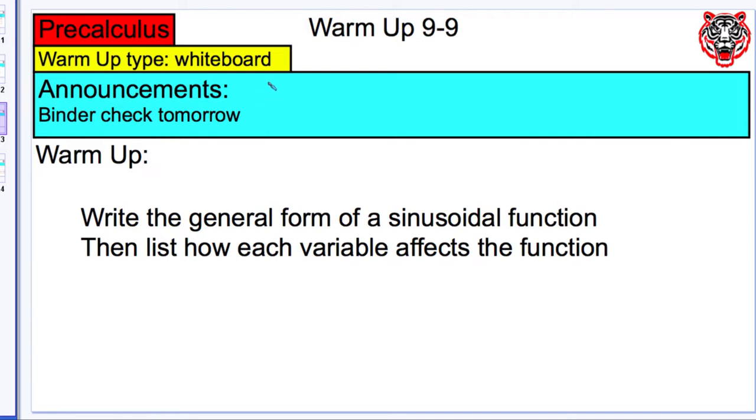So, this is going to be done on your whiteboard. I want you to write the general form of a sinusoidal function. So that general form is y equals a times, and then blah, blah, blah. You should be able to remember that general form. And then I also want you to list how each variable affects the function. So do that on your whiteboards now.